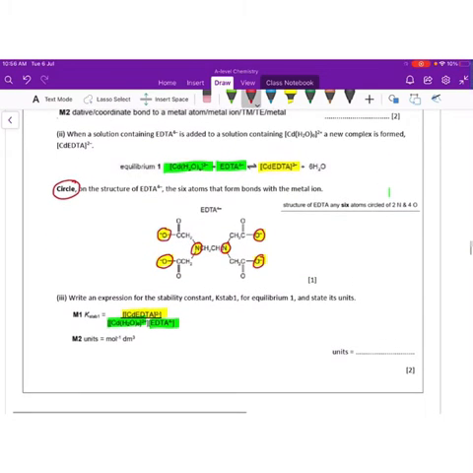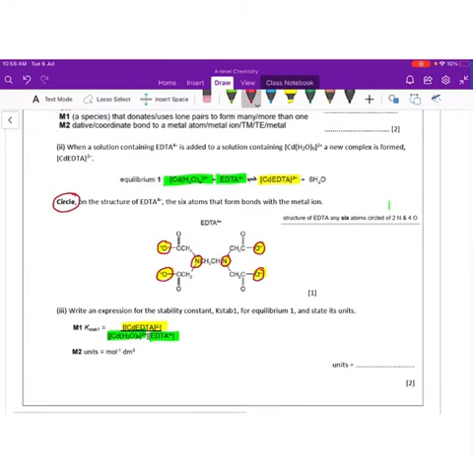Okay, write an expression for the stability constant. Remember, stability constant, products over reactants, but we do not take liquid water into consideration. Alright, that's not in there. 2 marks, 1 for the formula and 1 for the unit. You guys can do that.